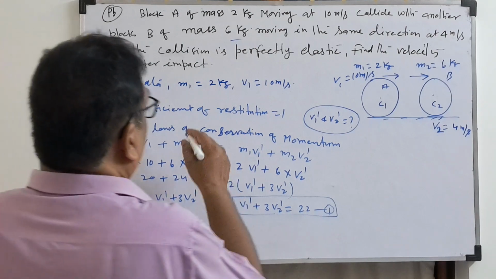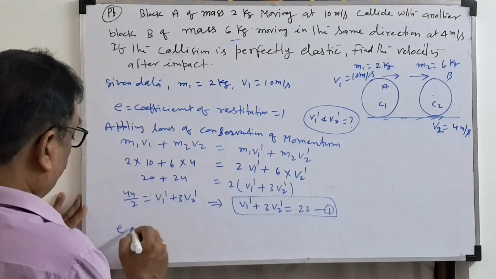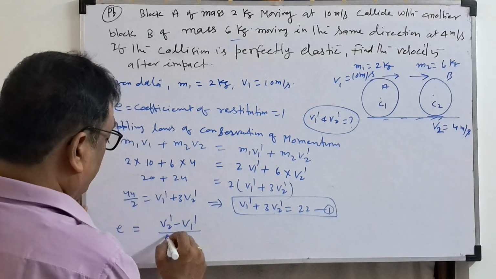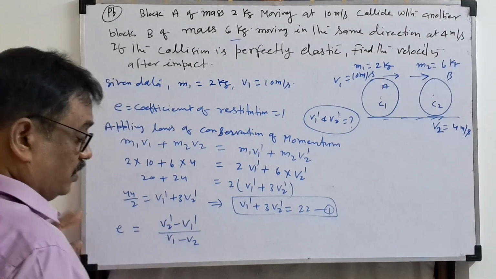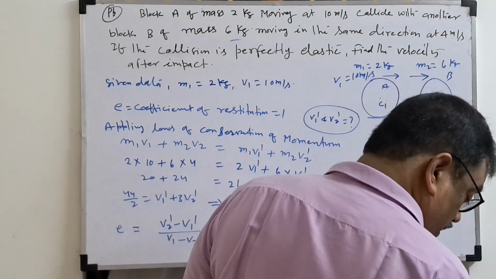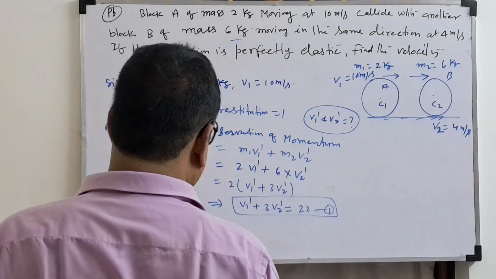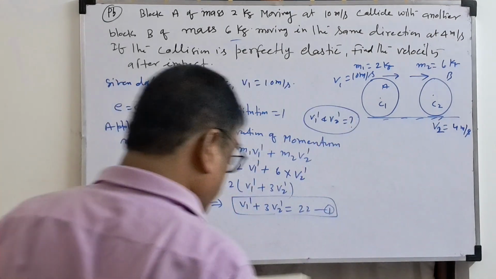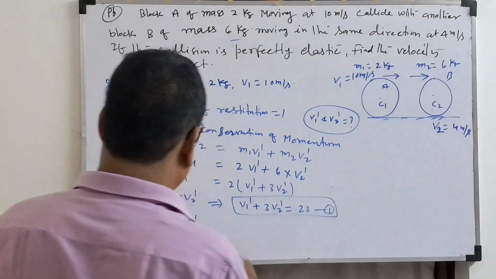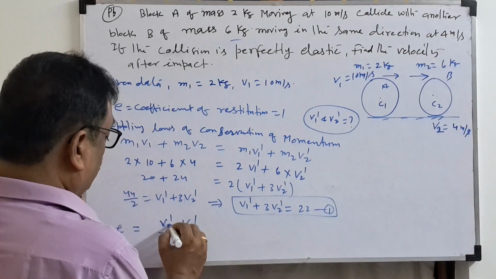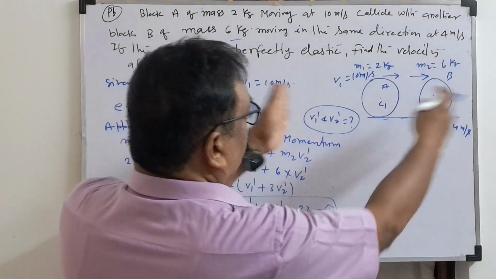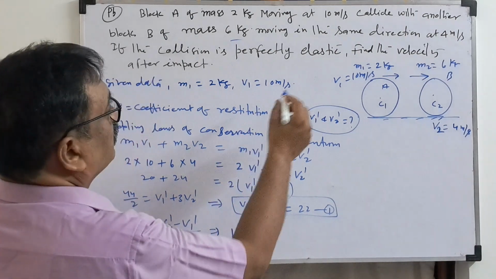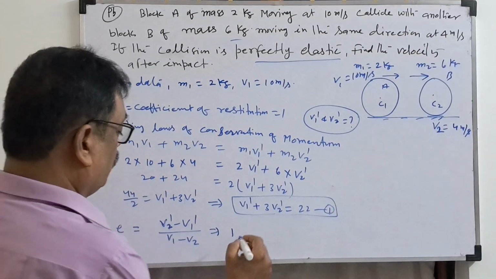Now the coefficient of restitution, what is the formula? E is equal to V2 dash minus V1 dash divided by V1 minus V2. It is the ratio of the relative velocity of separation after impact to the relative velocity of approach. E is equal to 1 because the given body is perfectly elastic.